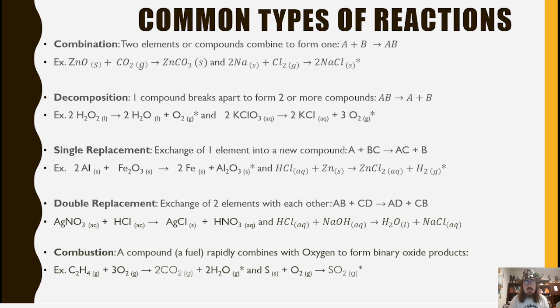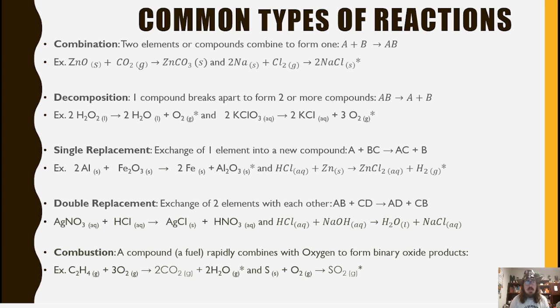Well, combination is to combine together, decomposition is to break apart. So when two or more break apart, we form AB, a compound, breaks apart to form two. So one thing decomposes, breaks apart to form two unique ones.